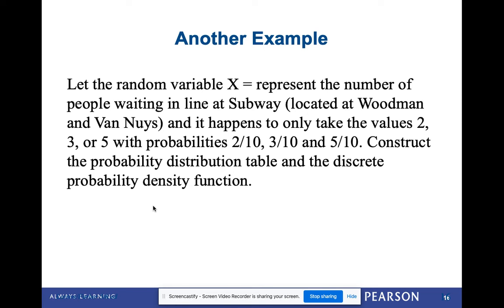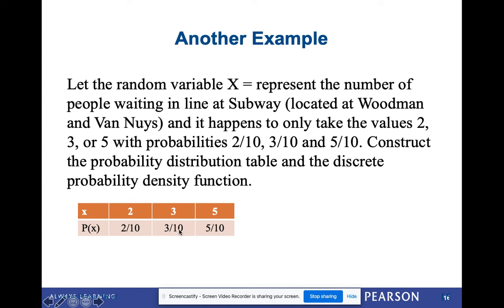Notice the x values only represent three numbers, 2, 3, or 5, and each has a probability of 2 over 10, 3 over 10, and 5 over 10. That represents the table right there. Now the discrete probability density function is the function that represents this table. In this case, the function would be p of x equals x over 10, but this applies only to values of x which are 2, 3, or 5.